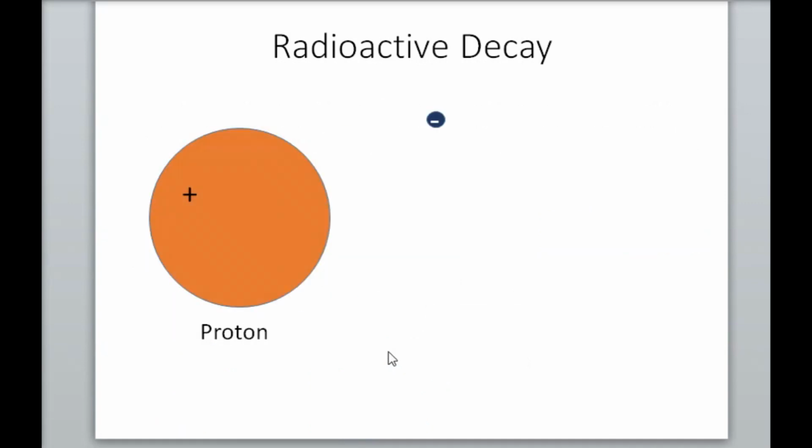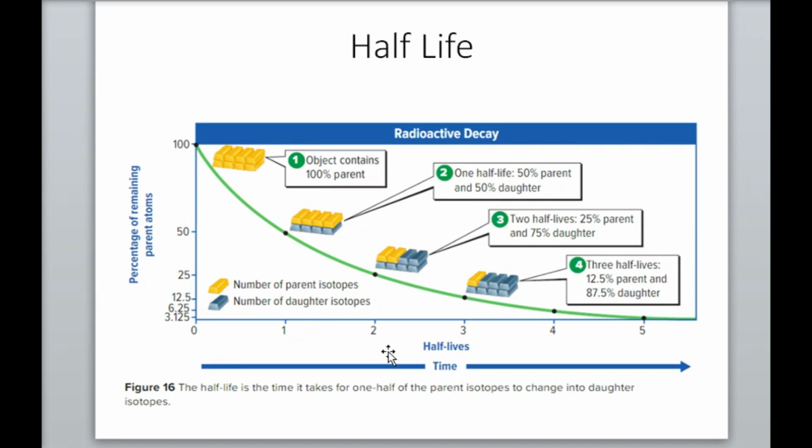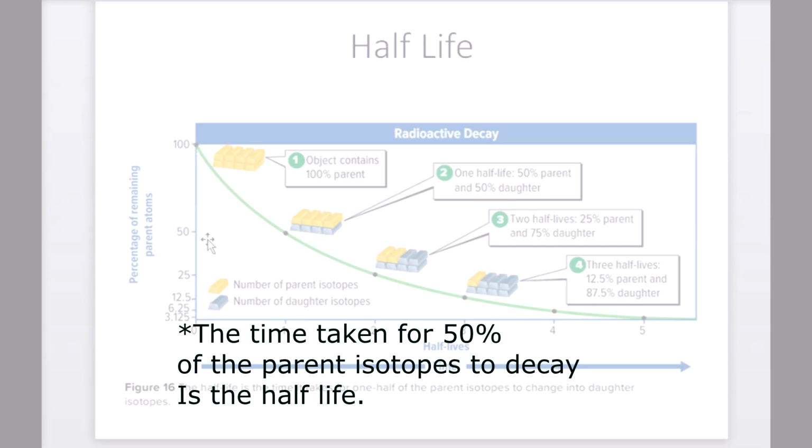Okay, the other thing is, it's about half-life. If you have a look at this graph, all of the atoms present in a material are the parent isotope. When 50% of the parent isotopes decay to form daughter isotopes, so you've got the percentage up here, 50% over here, you call that the half-life. Then if you divide that by 2, you get the next half-life at 25%.